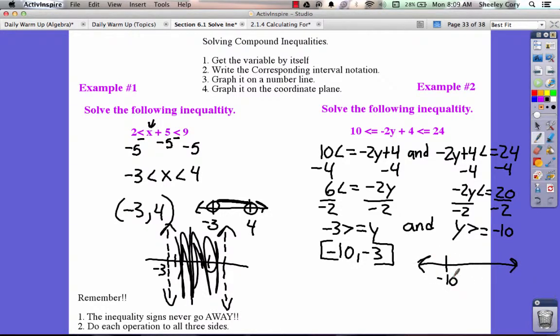Negative 10 here. Negative 3 here. We got a closed dot on both because they could be equal. And we're going to draw a line between each. All right, these are where all the solutions lie.